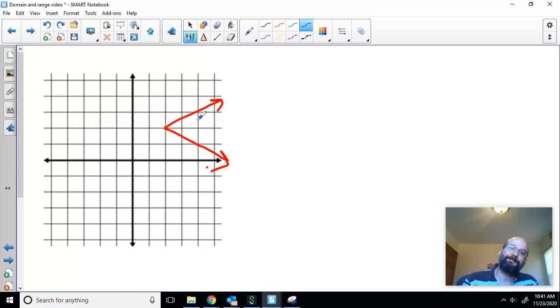Now we turn it. Now the arrows are going this way, right? The arrow's going up and to the right and down and to the right. So if I look at my range, I'm looking at my y, right? The arrow's going up forever, the arrow's going down forever. So that means my range is all real numbers.